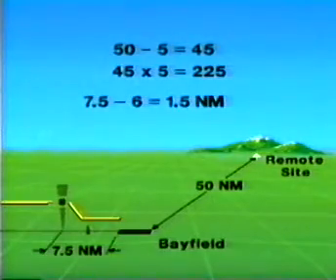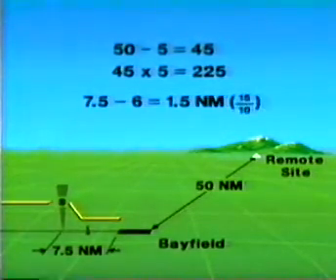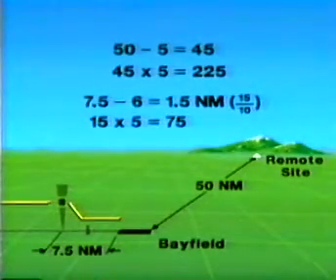Since the final approach is 1.5 miles beyond the 6-mile point, we must increase the obstacle clearance by 5 feet for every 1/10 of a mile beyond 6. In this example, there are 15 tenths. 15 times 5 equals a 75-foot increase.